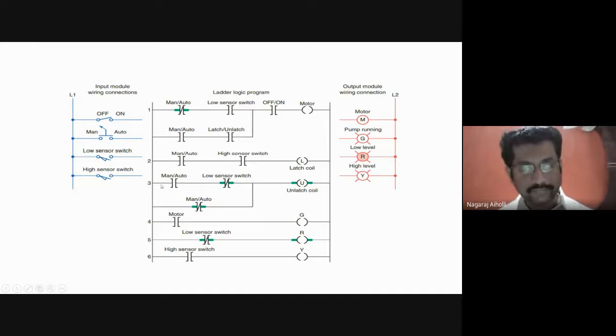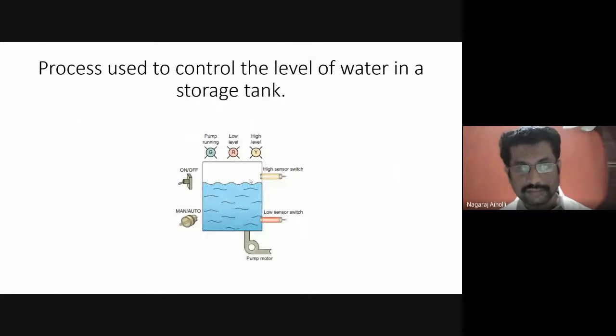Okay. Next, come to the third rung. Manual/auto, it is closed. This is examine if closed. Low sensor switch, this is examine if open. So we are releasing the low sensor switch. That means the output is sent to the unlatch coil. Whatever condition we had latched earlier, when the low sensor switch was sensed, when it was in low state, whether 1 or 0, that will be unlatched now.